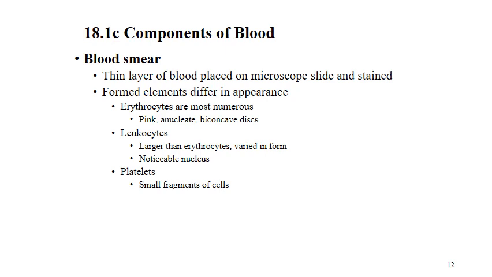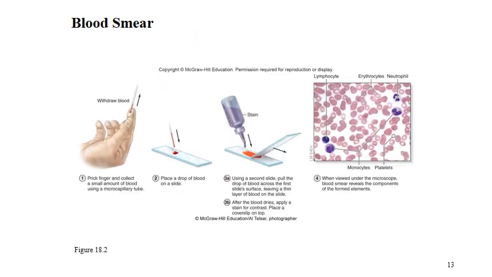So a blood smear, this is just a thin layer of blood that's placed on a microscope slide and is stained, and you can look at the different appearances of the formed elements that we find in blood. So our erythrocytes are going to be, of course, the most numerous. They're going to be pink, anucleate, so they're not going to have a nucleus, and they're going to be biconcave discs. And leukocytes are going to be much larger and varied in form, and you'll see noticeable nuclei. And the platelets are just little fragments of cells, which is just kind of interesting. So we can see here some of the pictures where those leukocytes are, those big purple guys, and then of course the red blood cells are the most common there, and the platelets are itty bitty little fragments there in the corner.